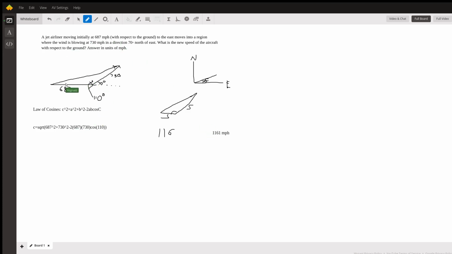If they wanted a direction, like say this angle, they could just use the law of sines, and hopefully you all covered that already.